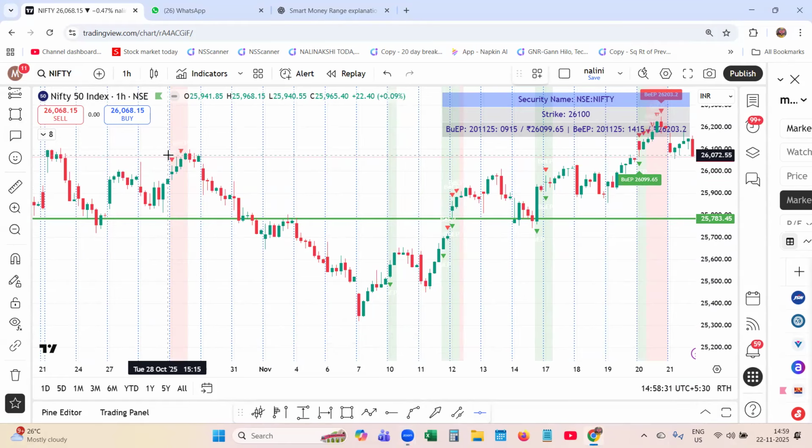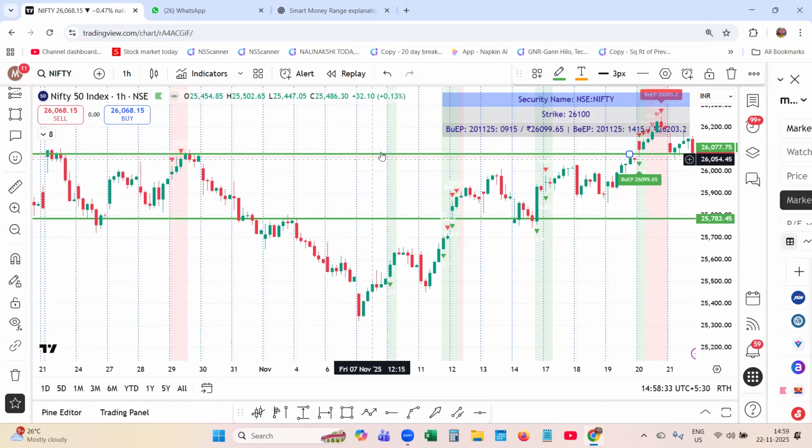So let us consider red color for bearish EP. Instead of call option or put option, it's actually a put option. For the put option, let us take green color, and for the call option, let us take red color. Okay.